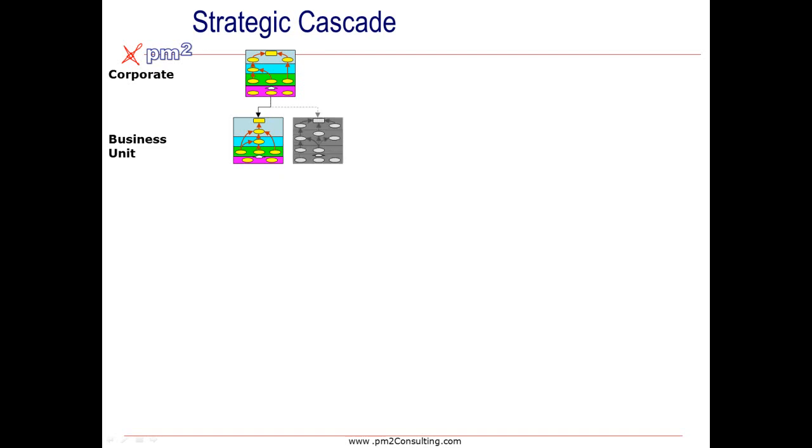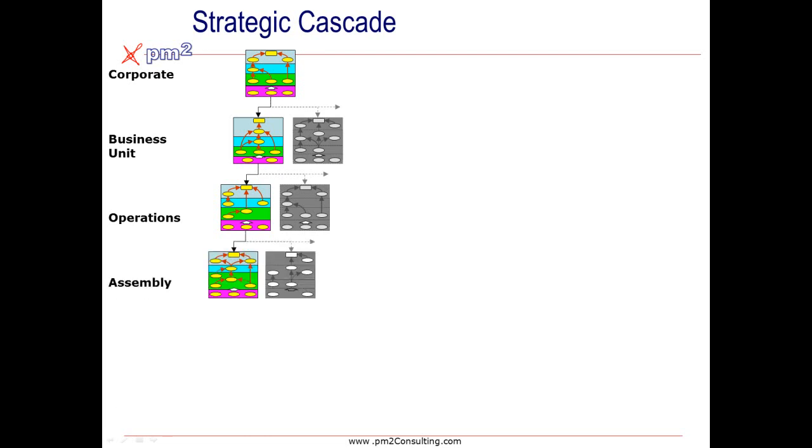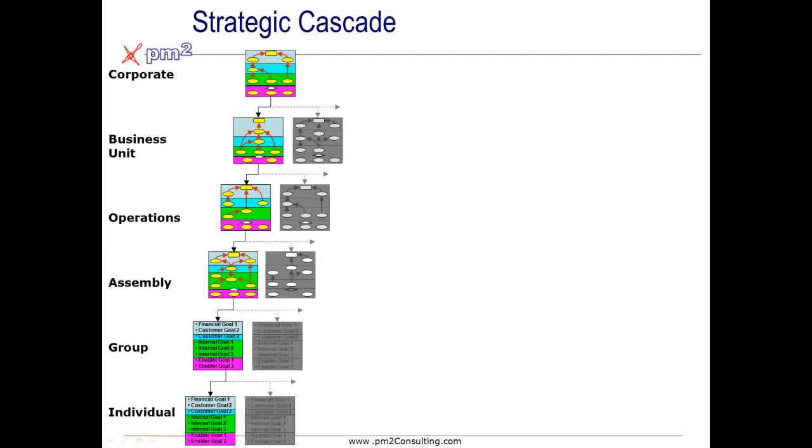Other business units will, of course, have different strategy maps, and they will continue across the cascade. At the business unit level, we will repeat this. We should be able to cascade down at the next level, in this example, say the operations. And again, they have their own strategy map, which will be a response to what the business unit is expecting of it. Down to, say, for example, an assembly, maybe even a group, and eventually individual performance cascades from it.